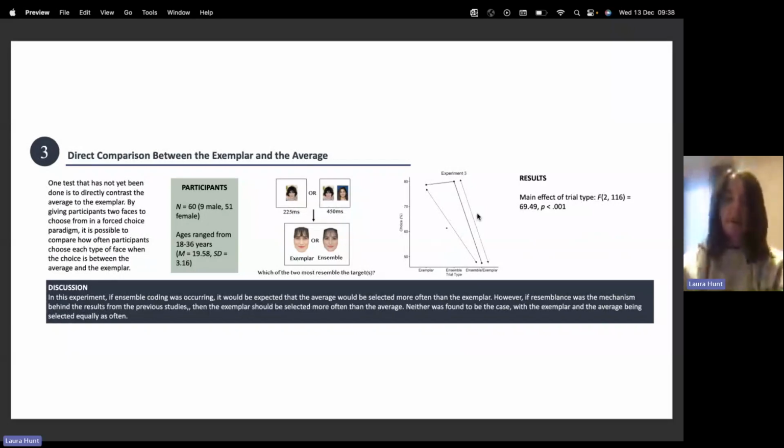Now, if participants were encoding the 2 faces separately, and the ensemble was only being picked because of resemblance, then what we'd expect to find in this study is that the exemplar would be picked more often than the ensemble. This is because the exemplar would have a stronger resemblance to the encoded targets than the ensemble would. But what we actually find is that both the exemplar and the ensemble average are selected at an equal rate.